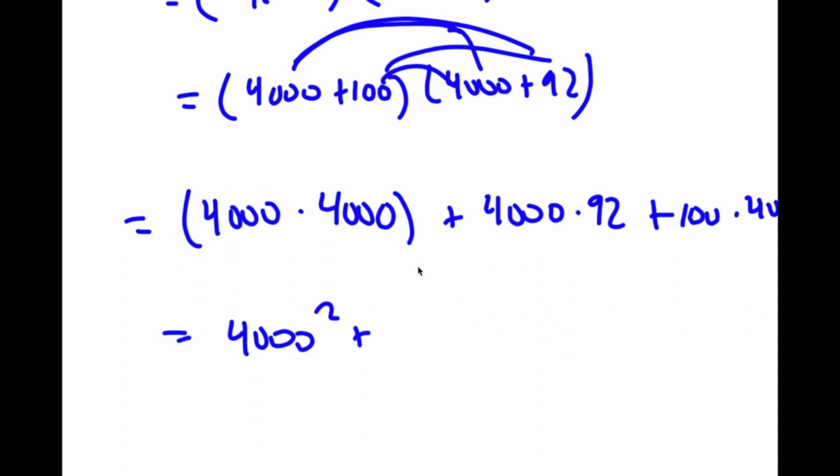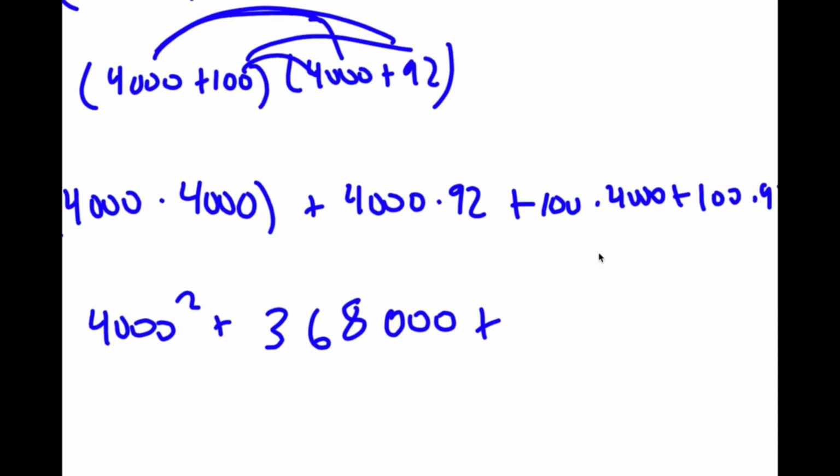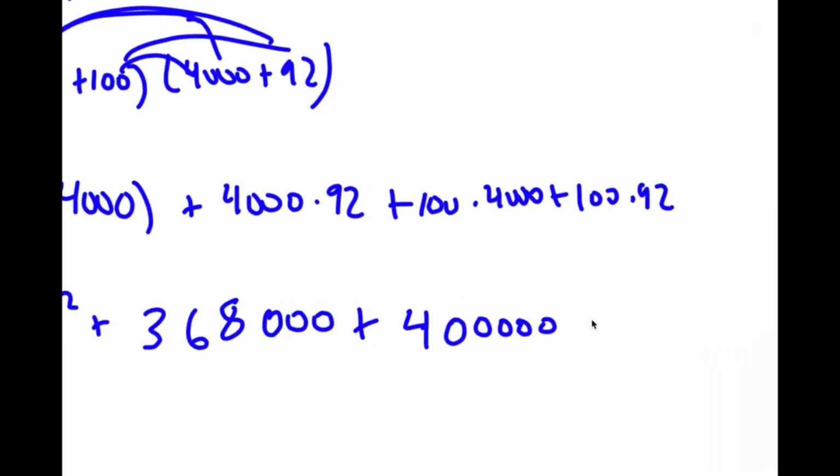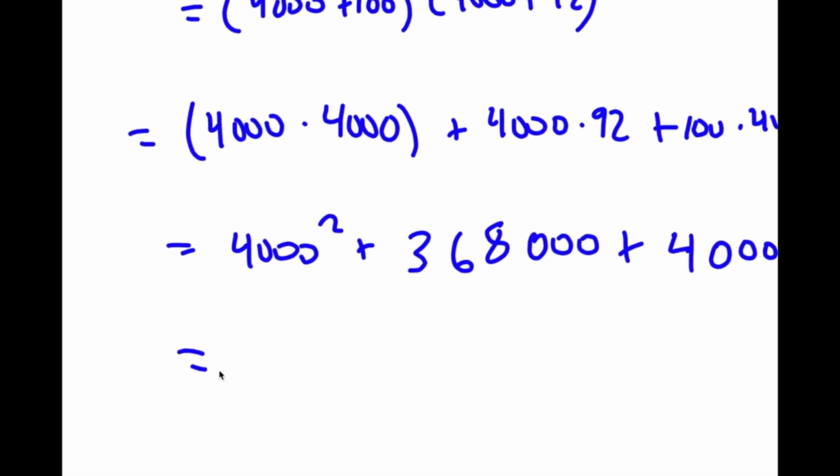4000 times 92, that's going to be equal to 368,000 plus 100 times 4,000, that's going to be 400,000 plus 100 times 92, that's 9,200. Now 4,000 squared, that's going to be 16 million.